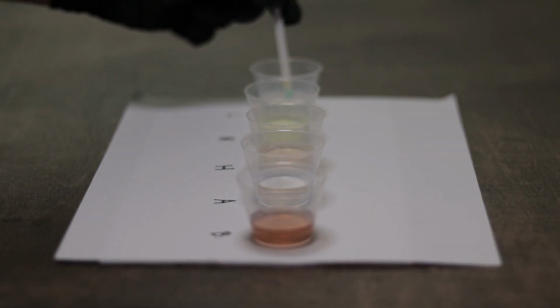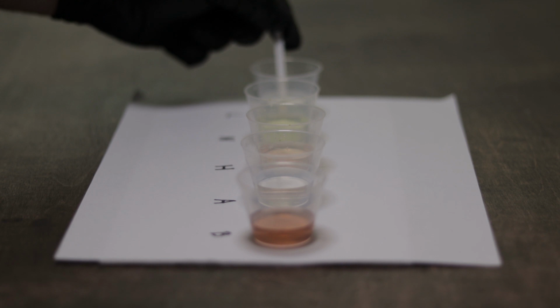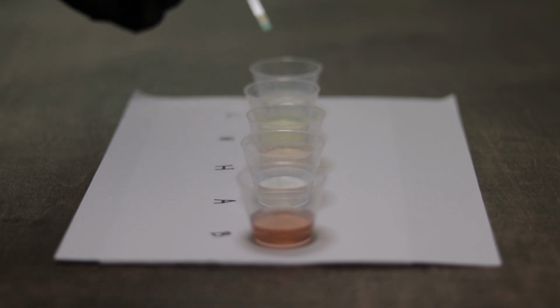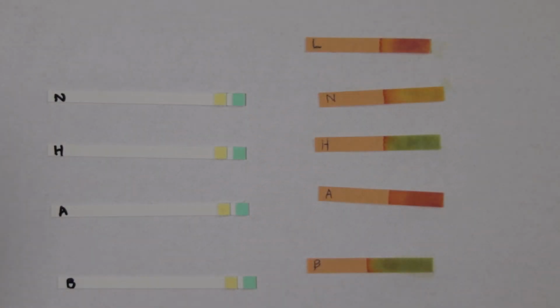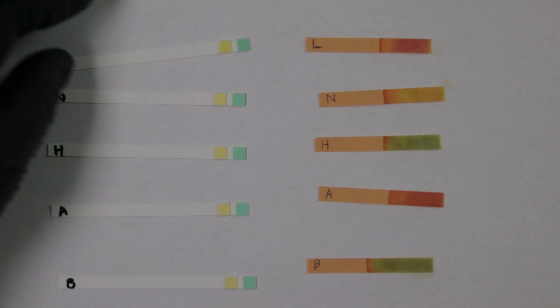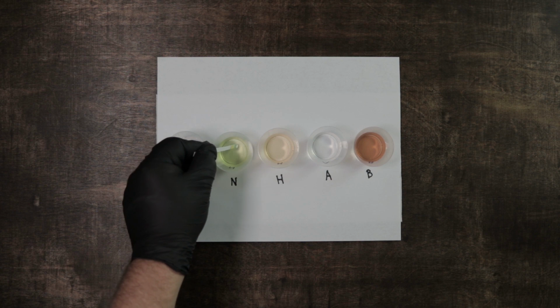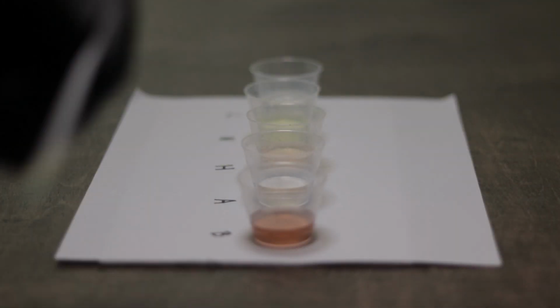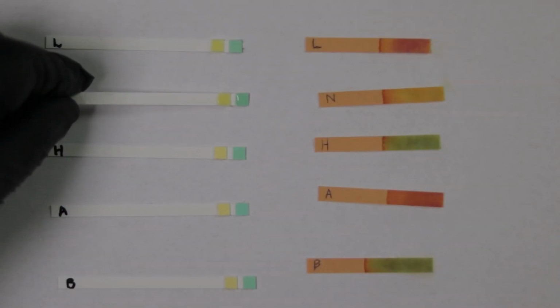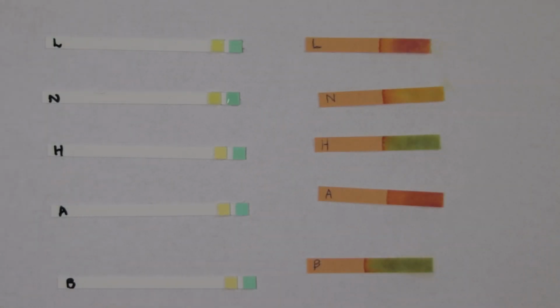Now I'm starting to do the protein and glucose test. We have a little green square on each test strip and a little yellow square. A color change in the green square is going to indicate a positive test for glucose, whereas a color change in the yellow square will indicate a positive test for protein.